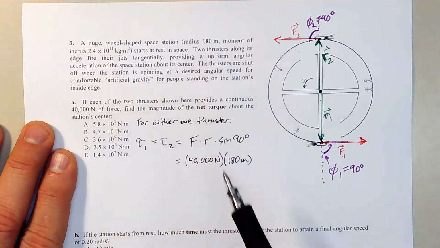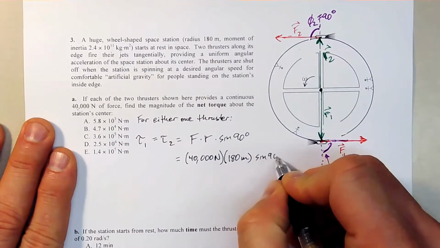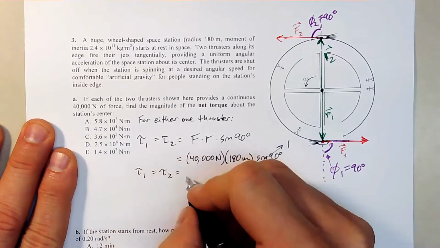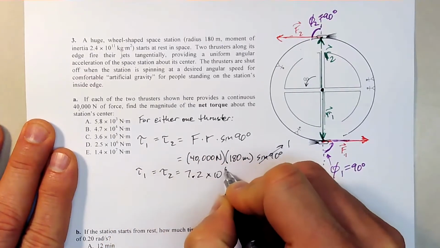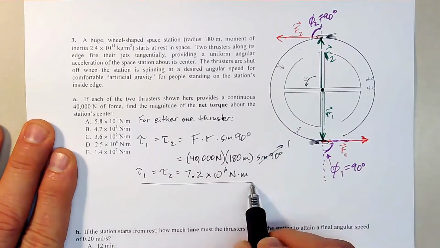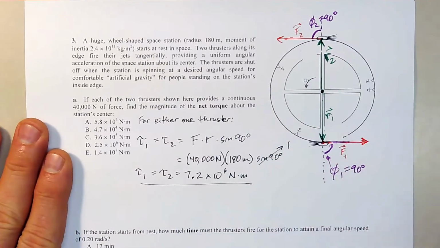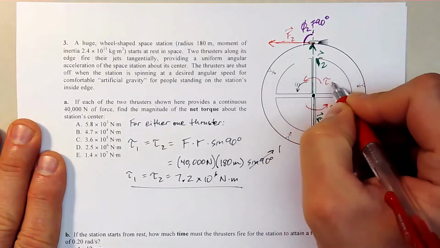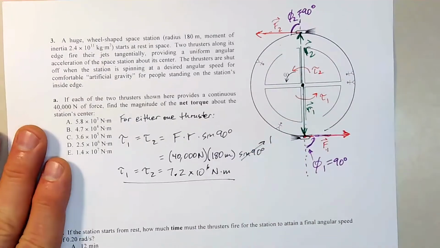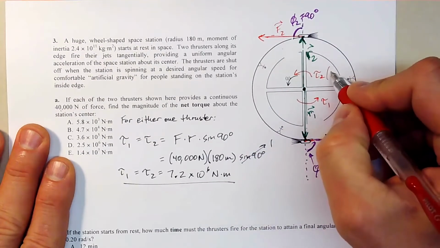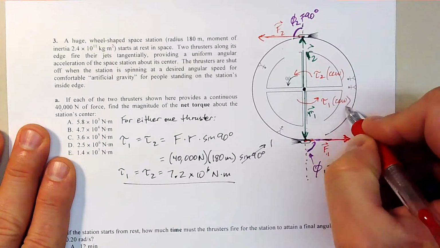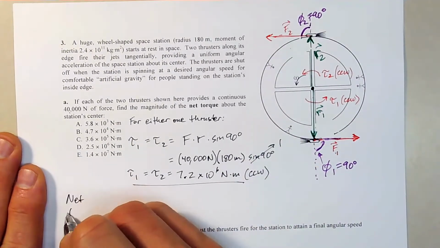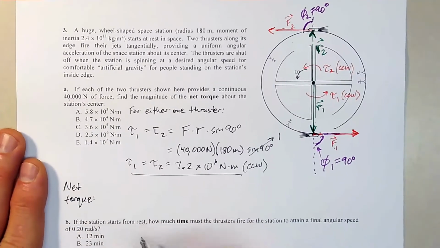So the force and the radius are both given, and this is sine of 90 degrees, which is 1. So either torque, in this case, is going to be equal to 7.2 million Newton meters. And in both cases, I can see that both of the torques act in the same direction or orientation for the twist, and they're both counterclockwise. So in that case, when time comes to add them up, I can make sure that they both are positive.